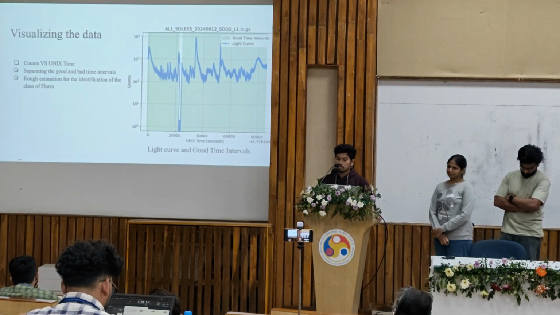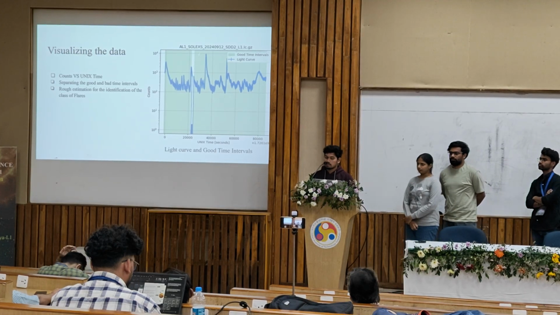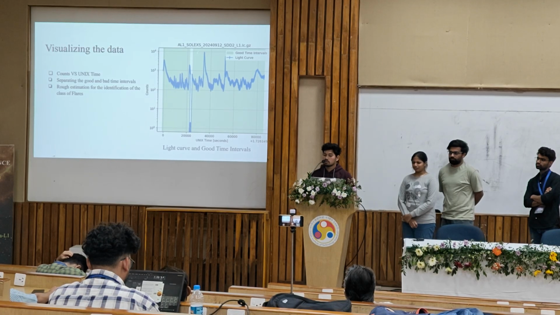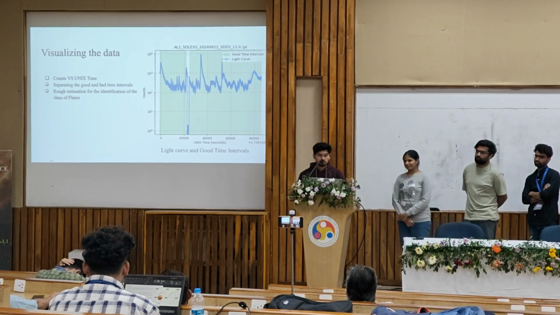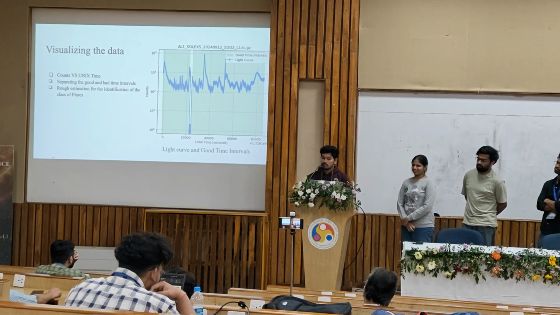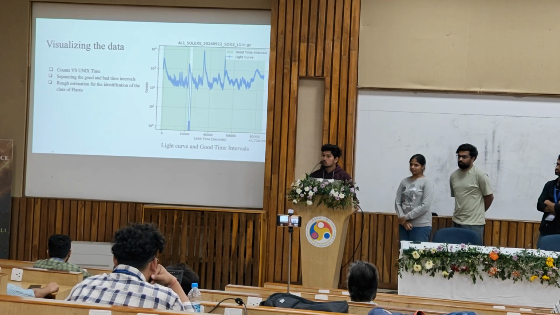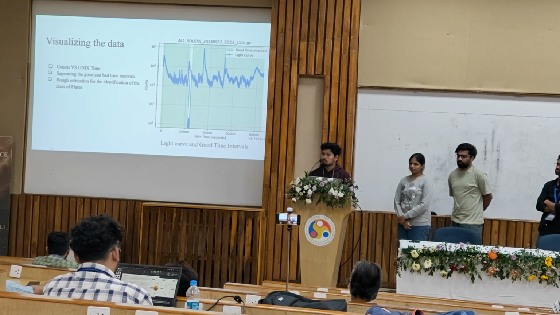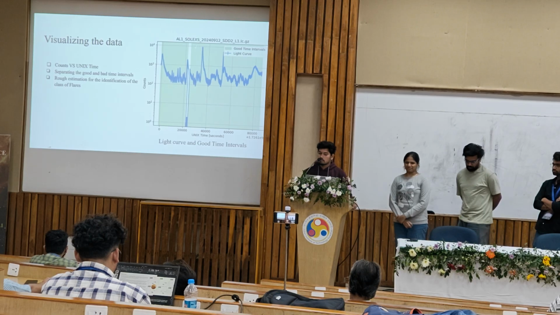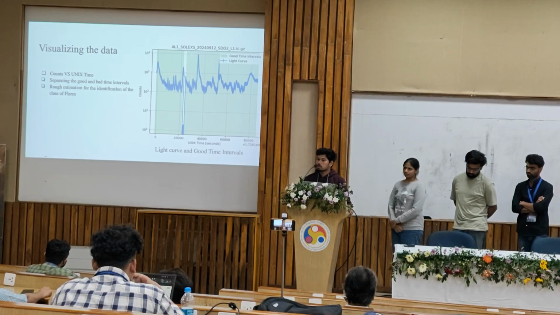This plot is for the event chosen, 12 September 2024, where we have also separated the good and bad time intervals. Bad time intervals are basically where most of the data points are missing, meaning the photons have not been able to be captured or detected. We have made a rough estimation for the classes of flares depending upon this graph.